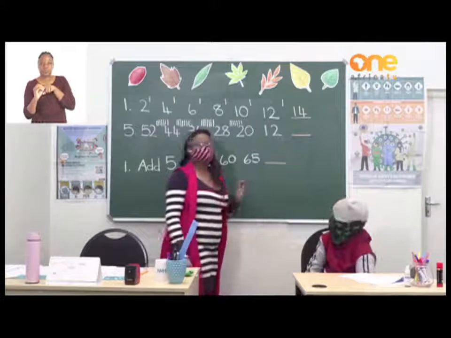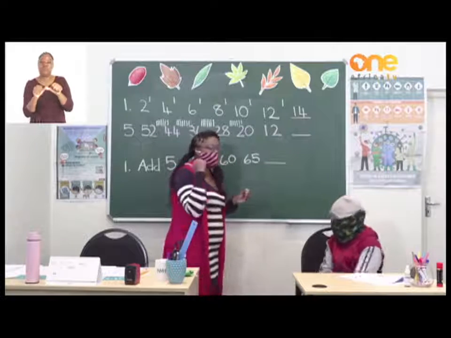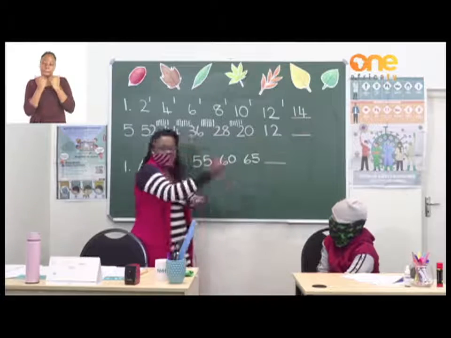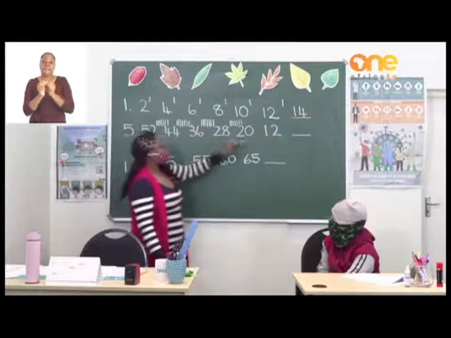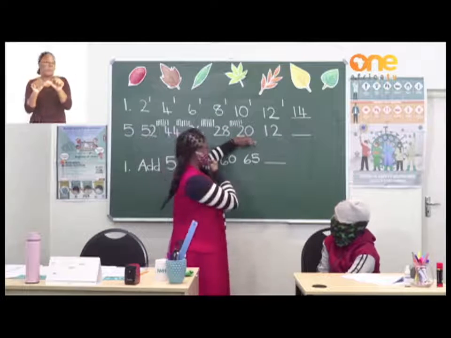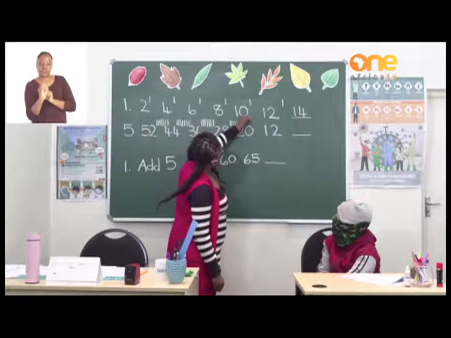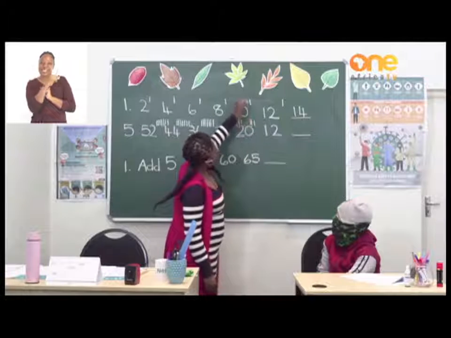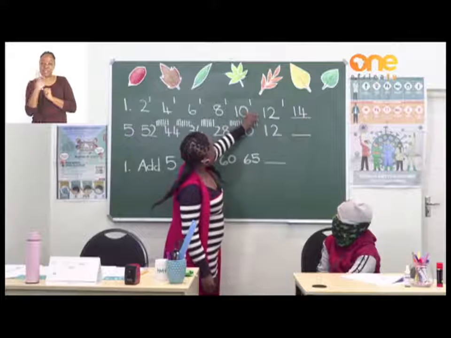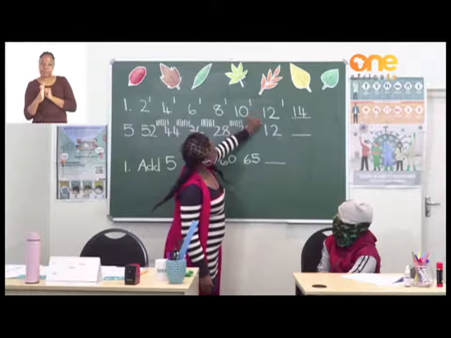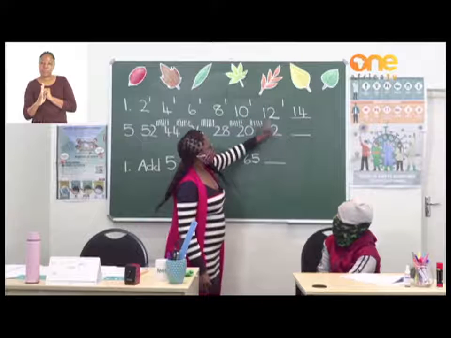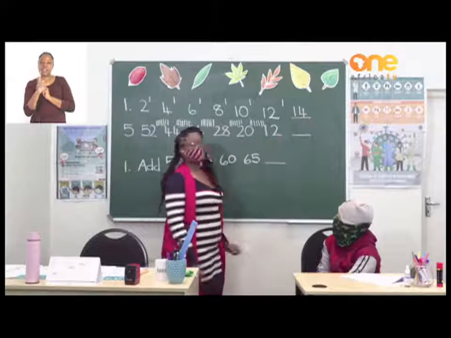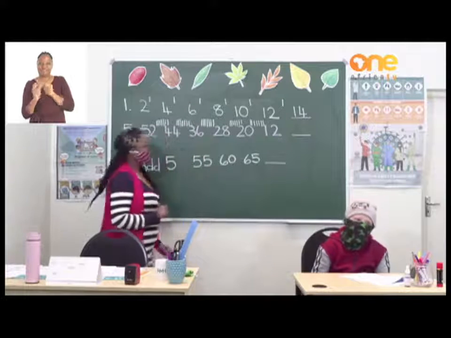Let us continue. Remember, we're counting backwards. It's important because you might find yourself going forward. So let's start from 20. 20, 19, 18, 17, 16, 15, 14, 13, 12. Oopsie, teacher almost made a mistake there.